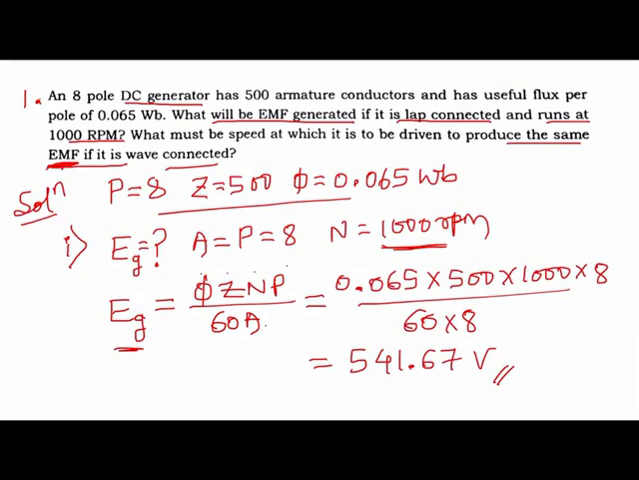Now to produce the same EMF, that is the generated voltage of 541.67 volts, what must be the speed at which the generator is to be driven? So to produce the same voltage, you need to find out the speed at which the generator is driven if the winding is connected in wave mode. So let us understand this. The generated EMF here remains the same.